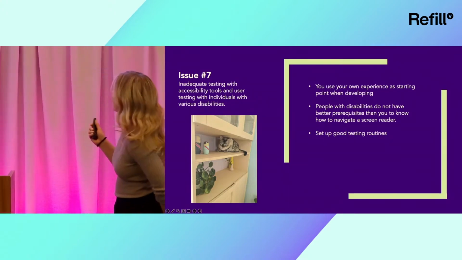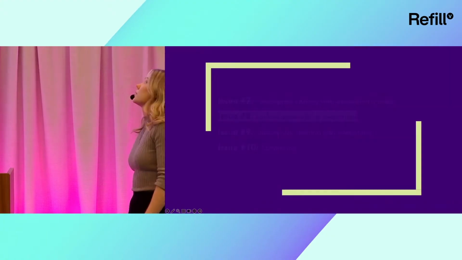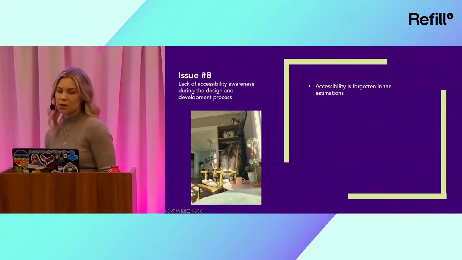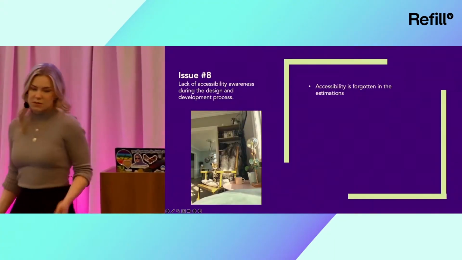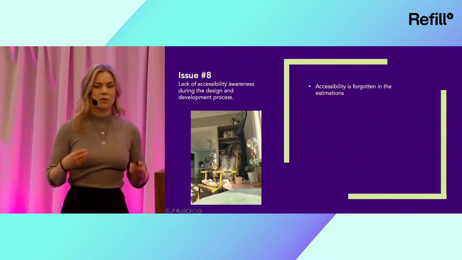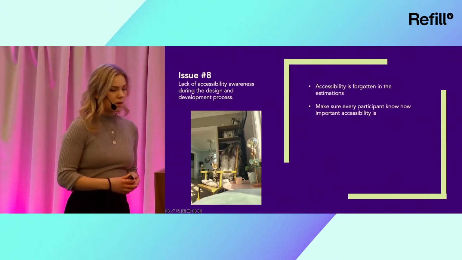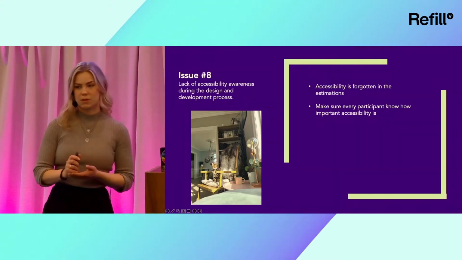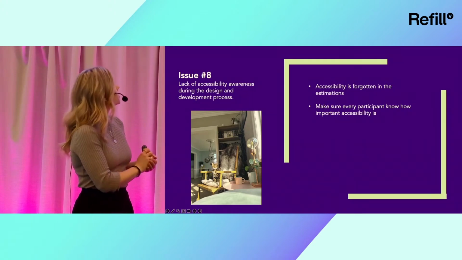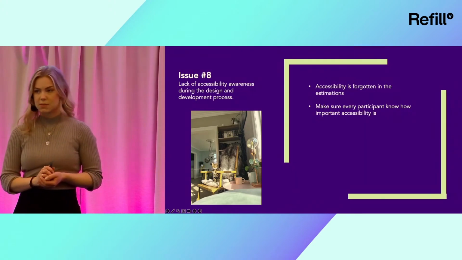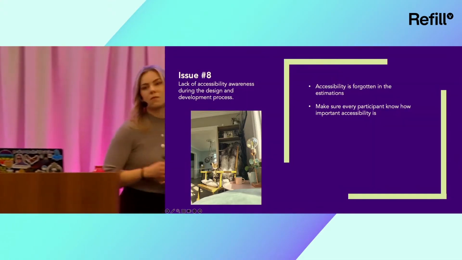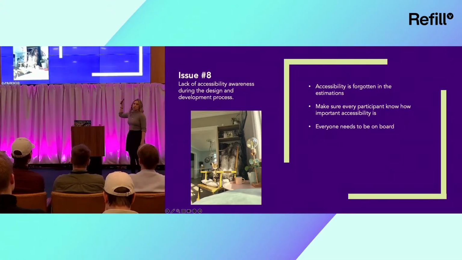But estimation takes us right to our next issue: lack of accessibility awareness during the design and the development process. Developers tend to forget about accessibility when they estimate. And when the development has started, one may feel that there isn't enough time to incorporate it. Take responsibility and focus on accessibility already in the planning process. Make sure every participant knows how important accessibility is: the designer, the developer, the customer, the editor who is going to publish content on the web app. Everyone needs to be on board.